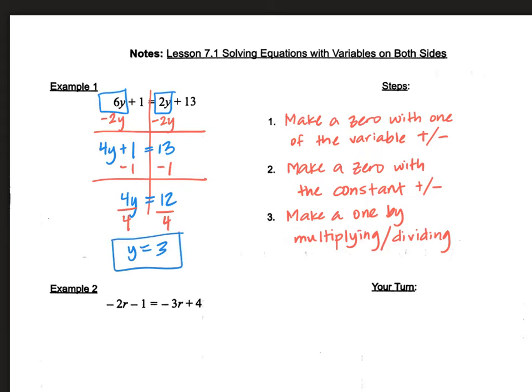Okay, it took us 3 steps. So in that first step, we want to get the variable only on one side because it starts with the y on both sides, the left and the right. And then we're going to make a 0 with the constant, and then we're going to make a 1 by multiplying or dividing.